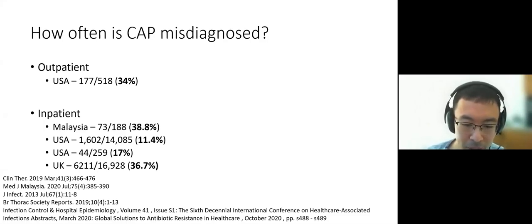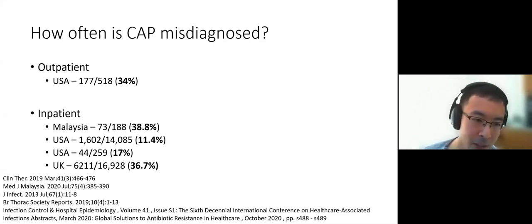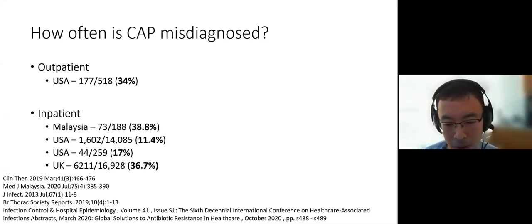All right, so depending on where you're practicing, the misdiagnosis rate for inpatients ranges from 11 to 17% in the US, up to 37 or 38% in the UK or Malaysia. And the common mimickers of CAP are CHF, upper respiratory tract infections, or COPD exacerbation.